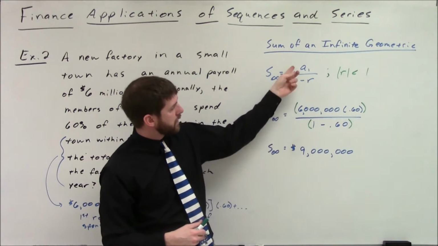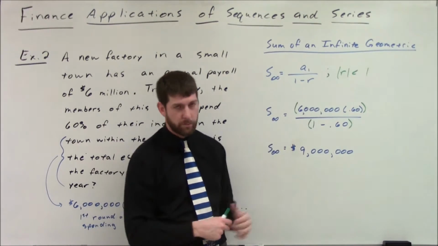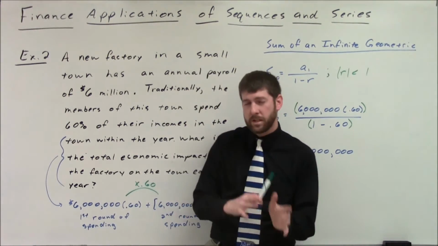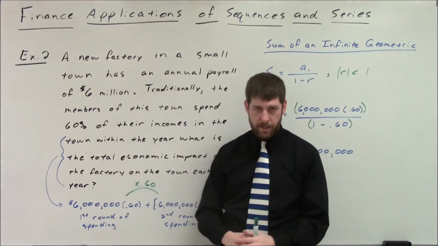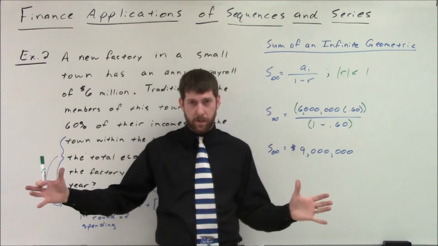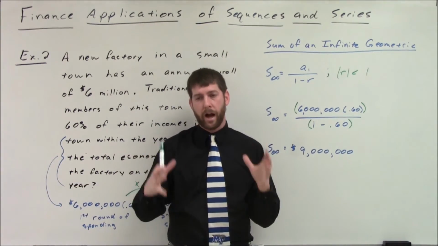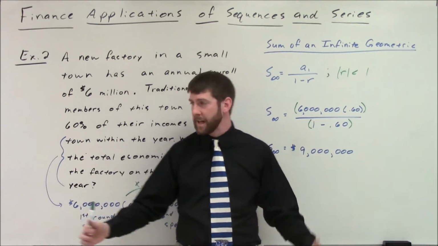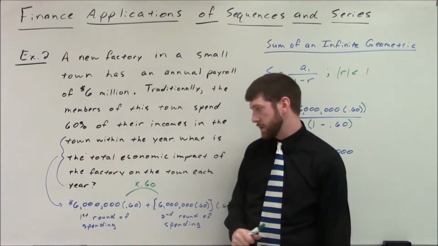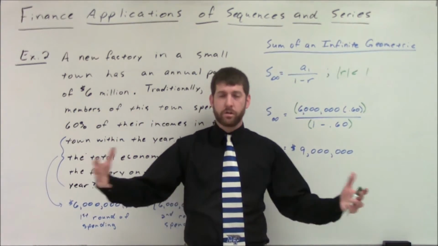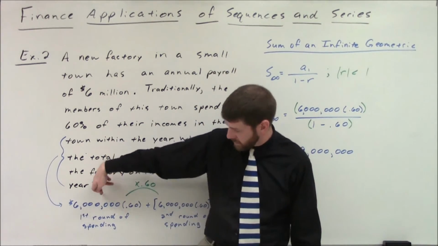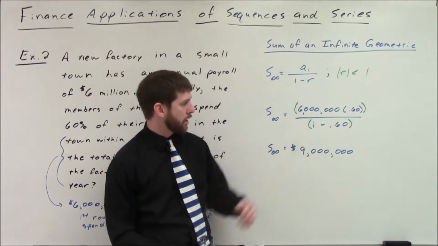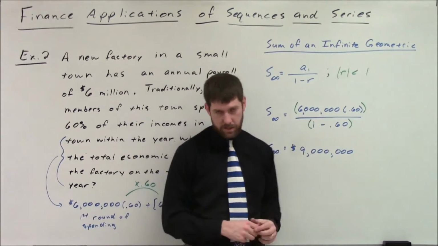So remember your formula, a1, which is the initial amount. The initial amount on this one's different from the last one though. It's not the $6 million. They didn't spend $6 million the first time, because we're trying to figure out how much money total was spent from that $6 million in the town. So the initial amount spent was 60% of the $6 million. So that's why our a1 is 60% of the $6 million.